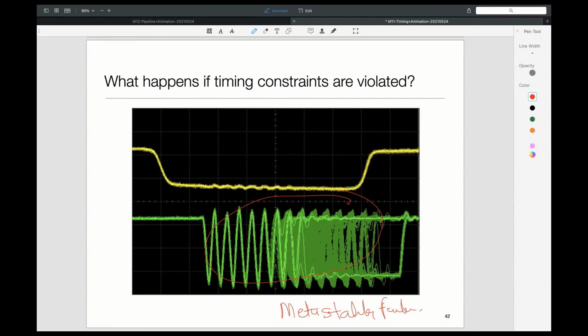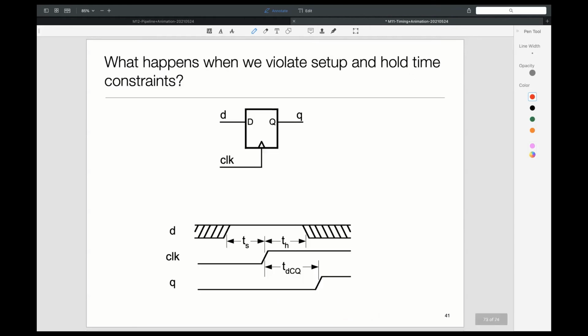There's a whole field; a lot of this stuff goes under the umbrella of reliability of these systems, right? There are people who study these kinds of failures and how you make circuits which are hardened.